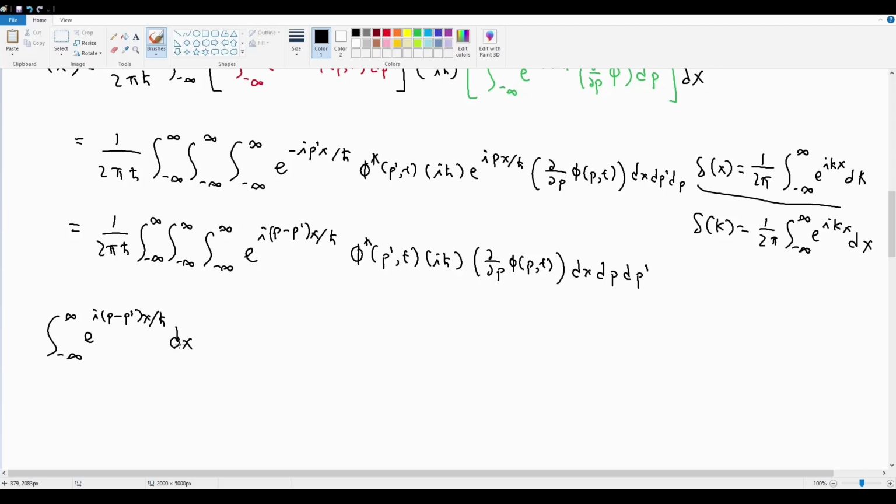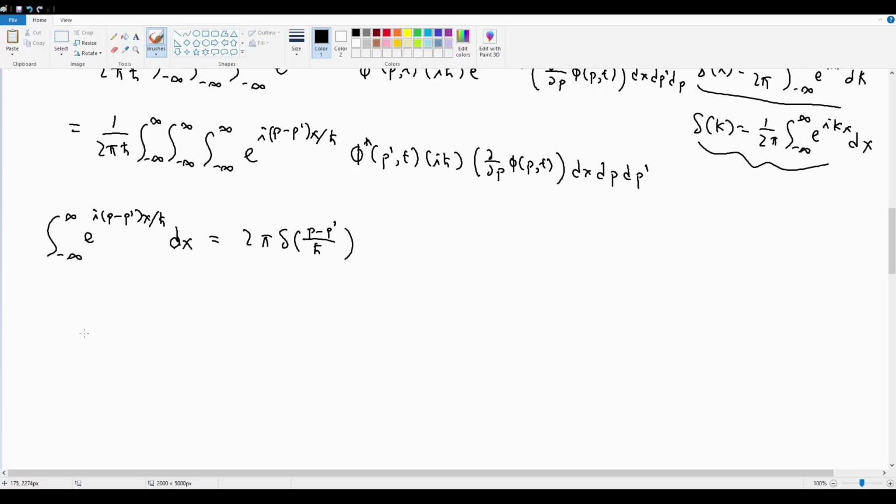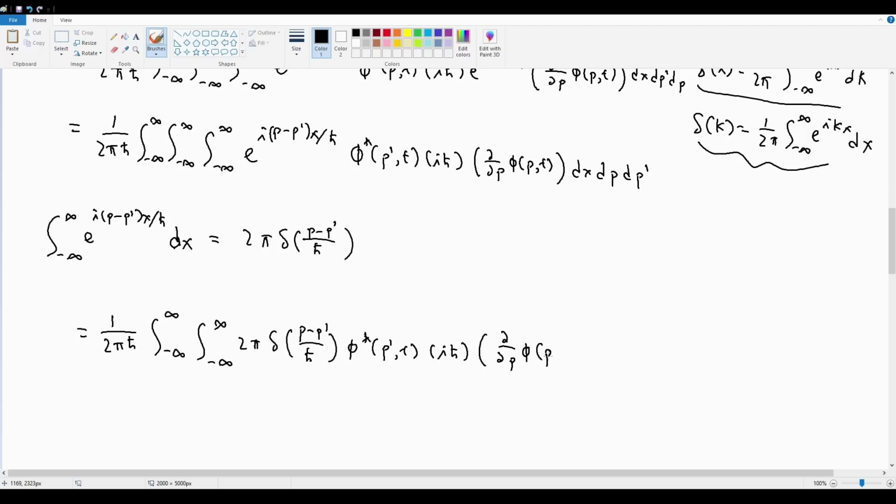So in this case, I am looking at this, right? This is going to give me 2 pi times the Dirac delta of the k equivalent term, which in this case is p minus p prime divided by h bar. So if I do that, then this is going to be equivalent to 1 over 2 pi h bar, integral from negative infinity to infinity, integral from negative infinity to infinity. It's just a double integral now, right? And this is going to become 2 pi times the Dirac delta of p minus p prime divided by h bar, multiplied by phi star of p prime comma t times i h bar times the partial with respect to p of phi of p comma t, and then now just dp dp prime.